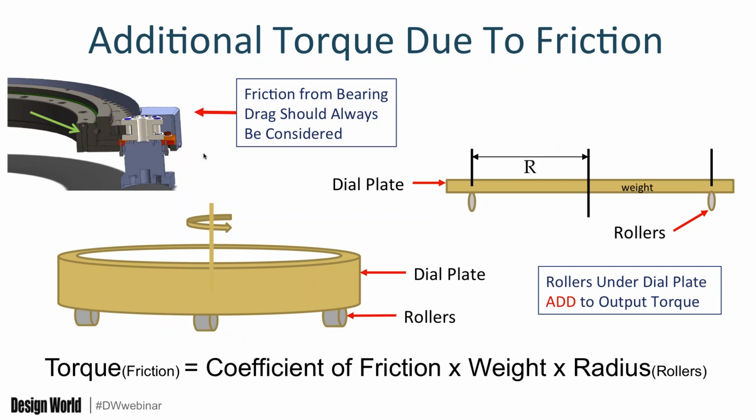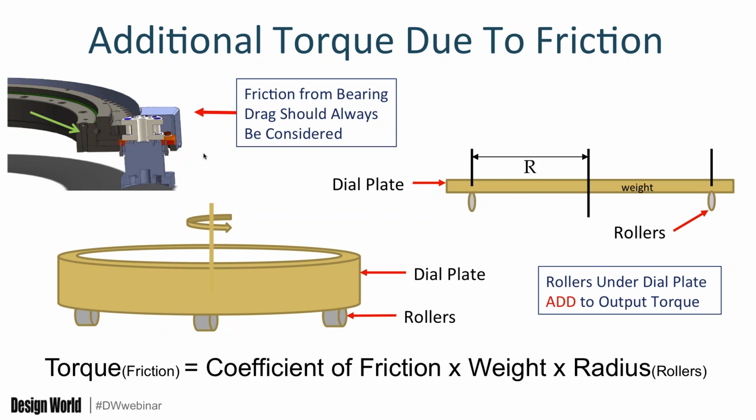Now, when you get to that point, oftentimes people may consider, well, I can use a very small indexer and use a very large diameter plate and put wheels under it. Now, is that always the best situation? Maybe not, because you do need to consider friction. Now, with any system, when you have a bearing, like the cross roller bearing that we discussed earlier, you have to take into account the friction, which is the bearing drag. So that is additive to your output torque.